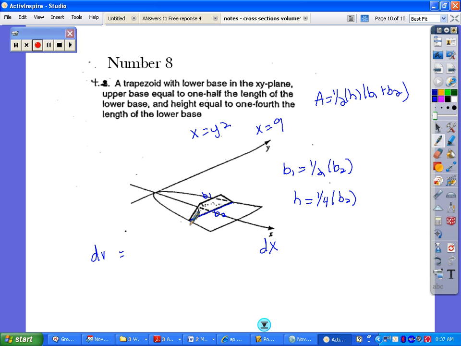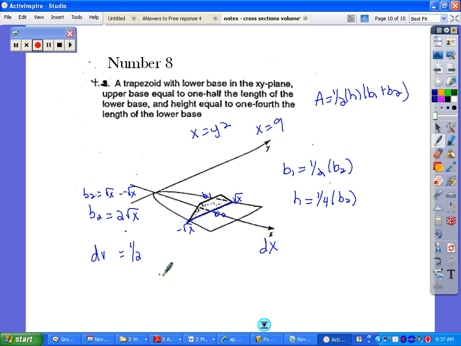So again, b2 is the distance between the curves. So this point is square root of x. This point is negative square root of x. So b2 is going to be 2 square root of x. If you want to think of it again as just subtracting the curves, it's square root of x minus negative square root of x. Or you can think of it as just the square root of x times 2, since they're equal. So then we're going to plug that into our area formula for our dV.